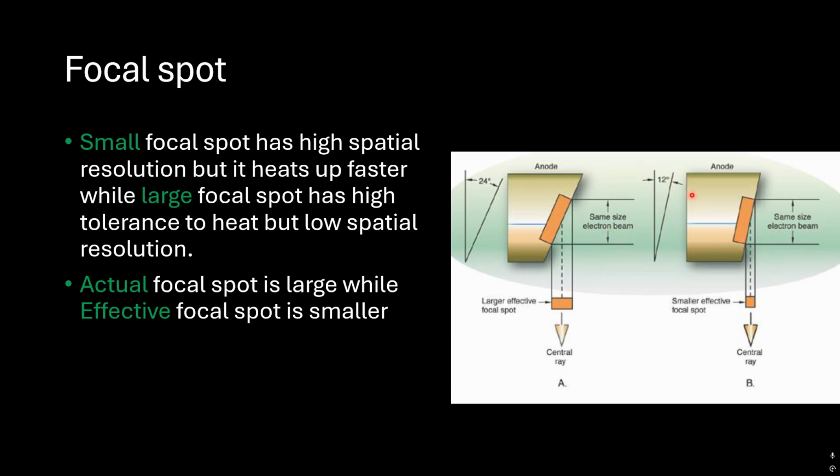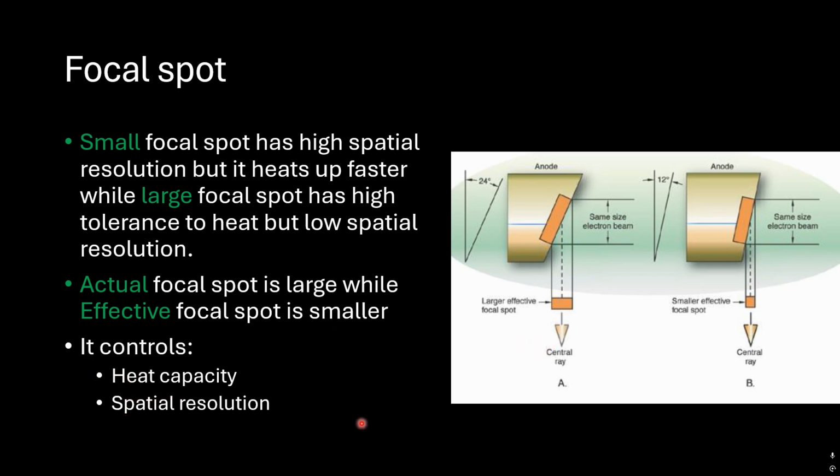When our angle is small, we will produce a small effective focal spot, while if we have a large angle, we will have a larger effective focal spot. So these two will control heat capacity and spatial resolution. The small focal spot with the smaller angle cannot tolerate heat, while the larger one can tolerate more heat. But for spatial resolution, the smaller angle or smaller focal spot can produce high spatial resolution, opposite to the larger focal spot.